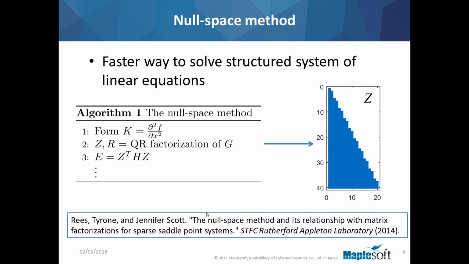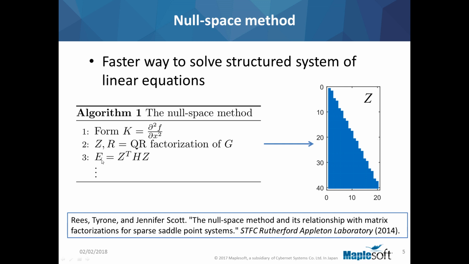And there's a special technique you can use called the Null-space method. So again, I don't want to get too bogged down in the details of this, but there's a reference down here for those of you that might be interested. But really what's important here is that you start off with forming that Hessian matrix K as the second derivatives of f. And then you're doing a matrix factorization of G, that submatrix. And that gives you a matrix Z. And so we can figure out what the sparsity pattern of Z looks like, again using symbolic techniques.